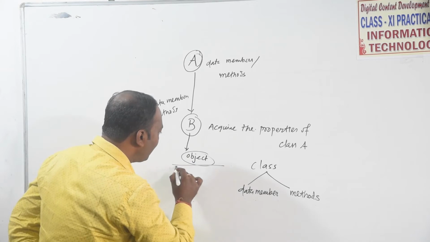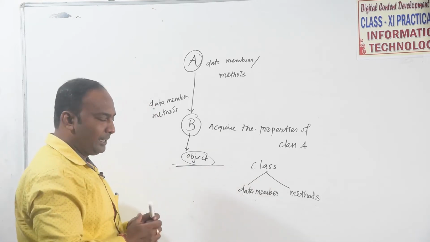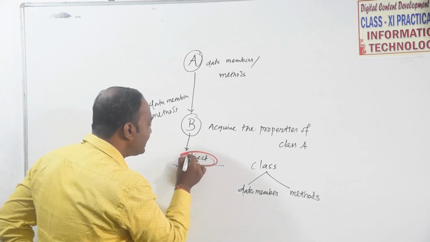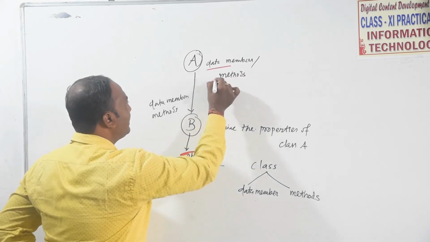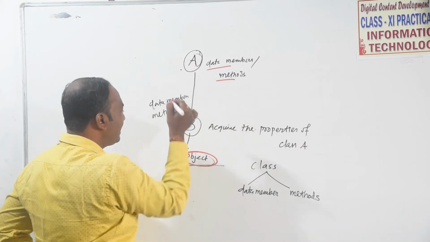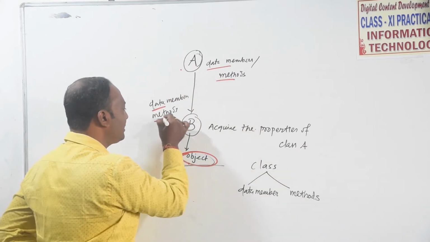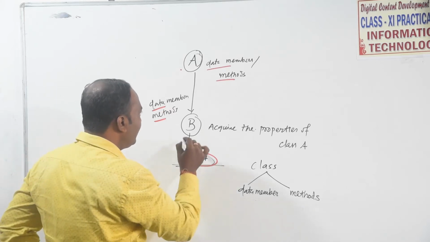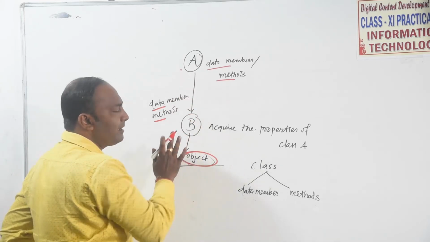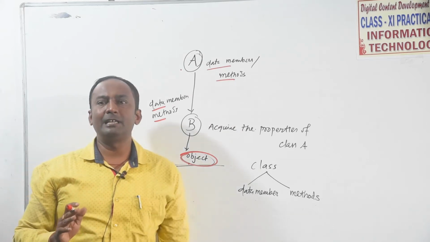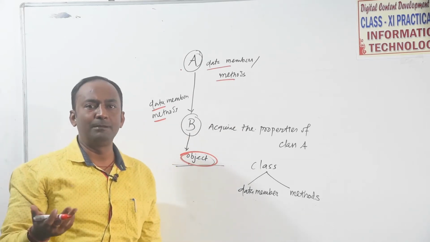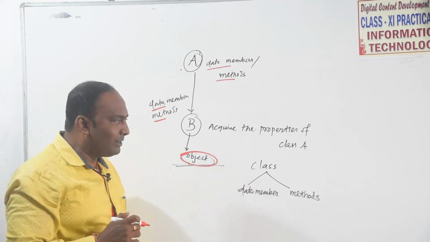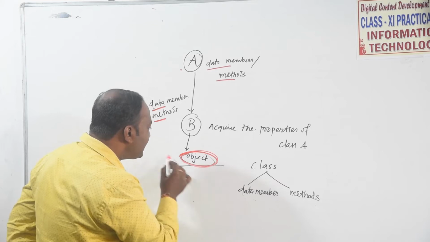So if I create an object of class B, then it can access the data members and methods of its parent class, and it can access the data members and methods of itself. So that is the concept of inheritance. There are different types of inheritance in Java, like single inheritance, multi-level inheritance, multiple inheritance, hierarchical inheritance, and hybrid inheritance. But we will discuss a simple one, that is single inheritance.